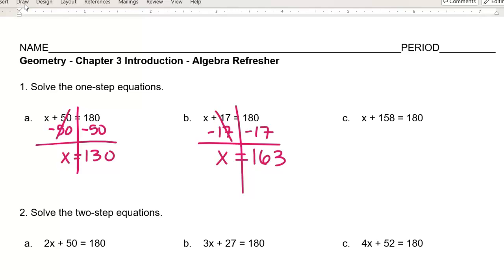Pause if you want to try problem C. Problem C, I see x plus 158 equals 180. We're doing the same thing. If we subtract 158 from each side, x equals 180 minus 158. That looks like 22. Those are our one-step equations. We undo our plus with a minus. That's all we have to do.